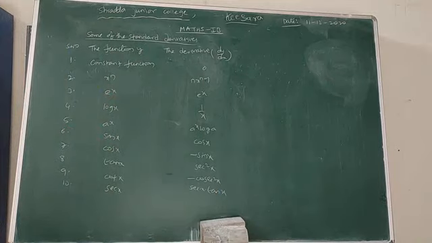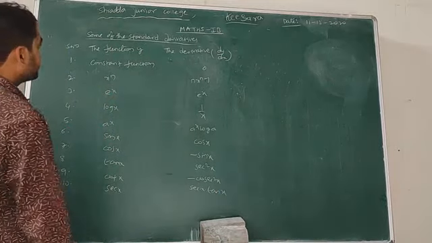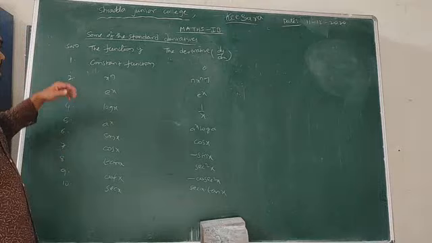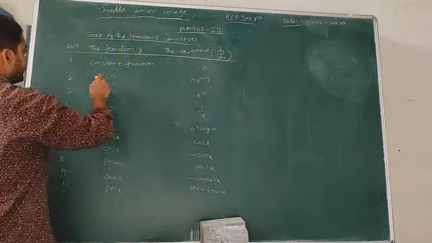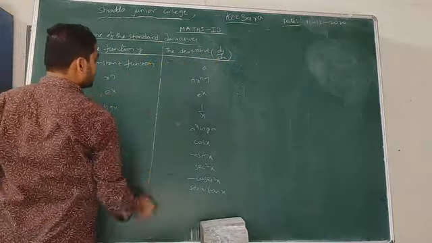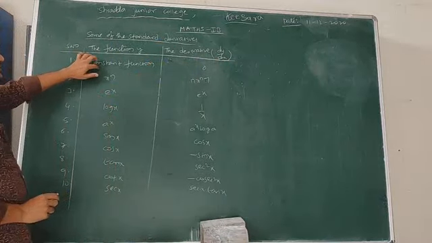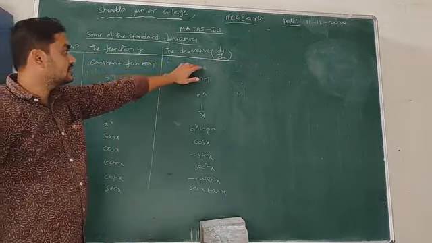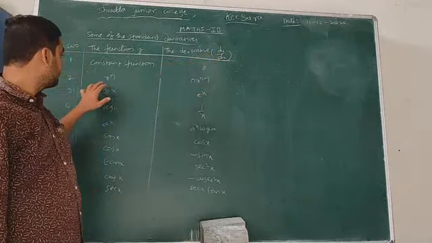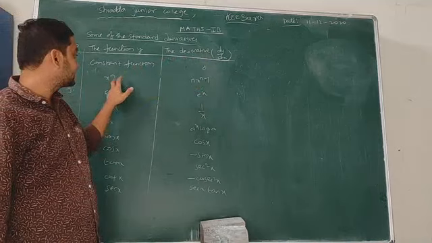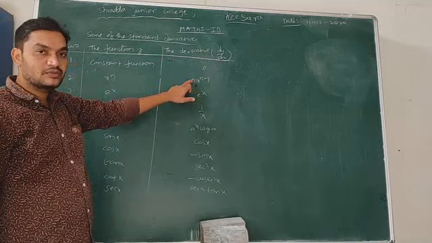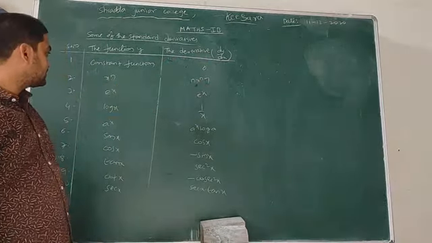Now listen. Here are some of the standard derivatives. The function y. Next, the derivative dy by dx. First one, that is constant function. d/dx of c means what? That is 0. Second one, x power n. This is the function. And d/dx of x power n is what is the formula? n into x power n minus 1.